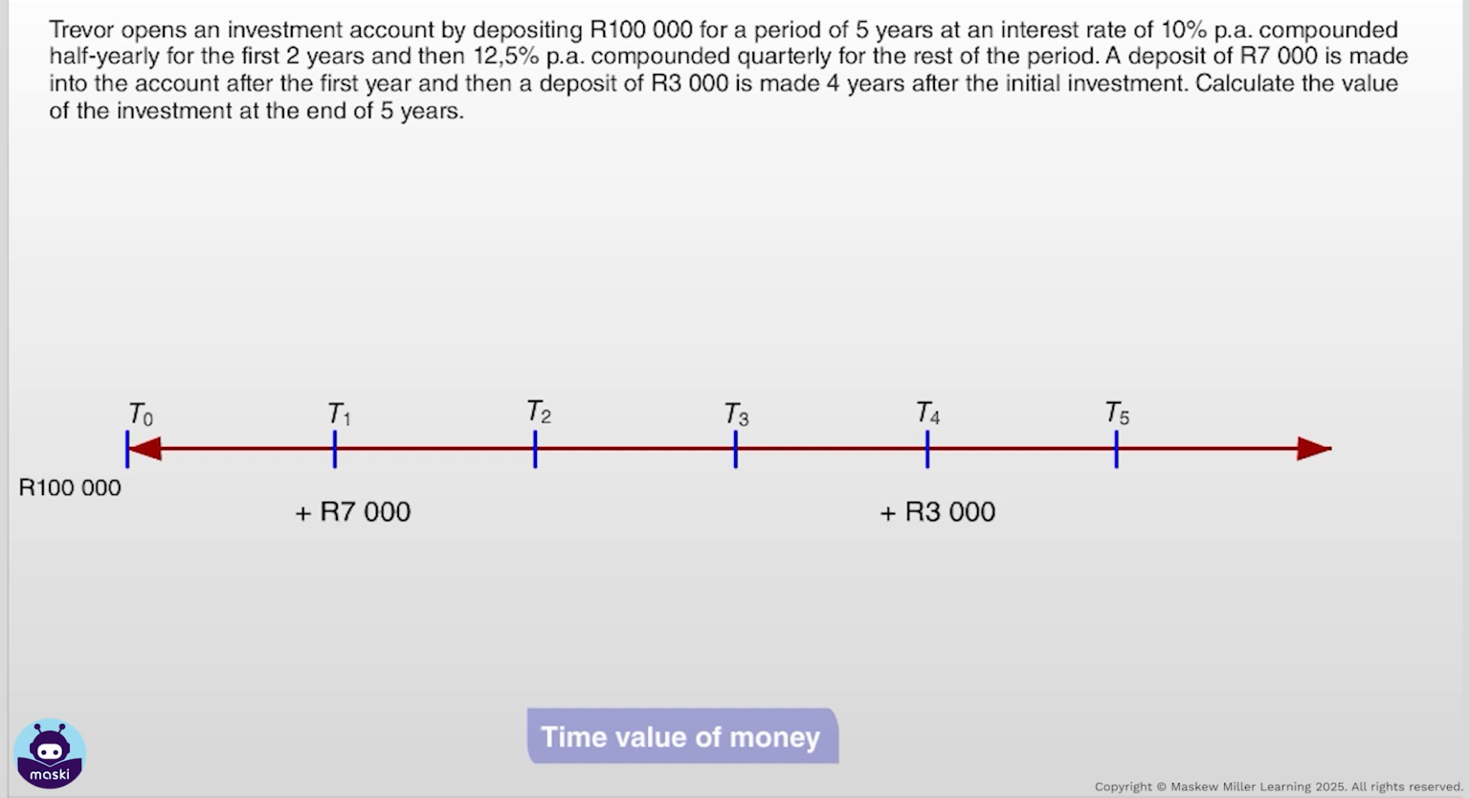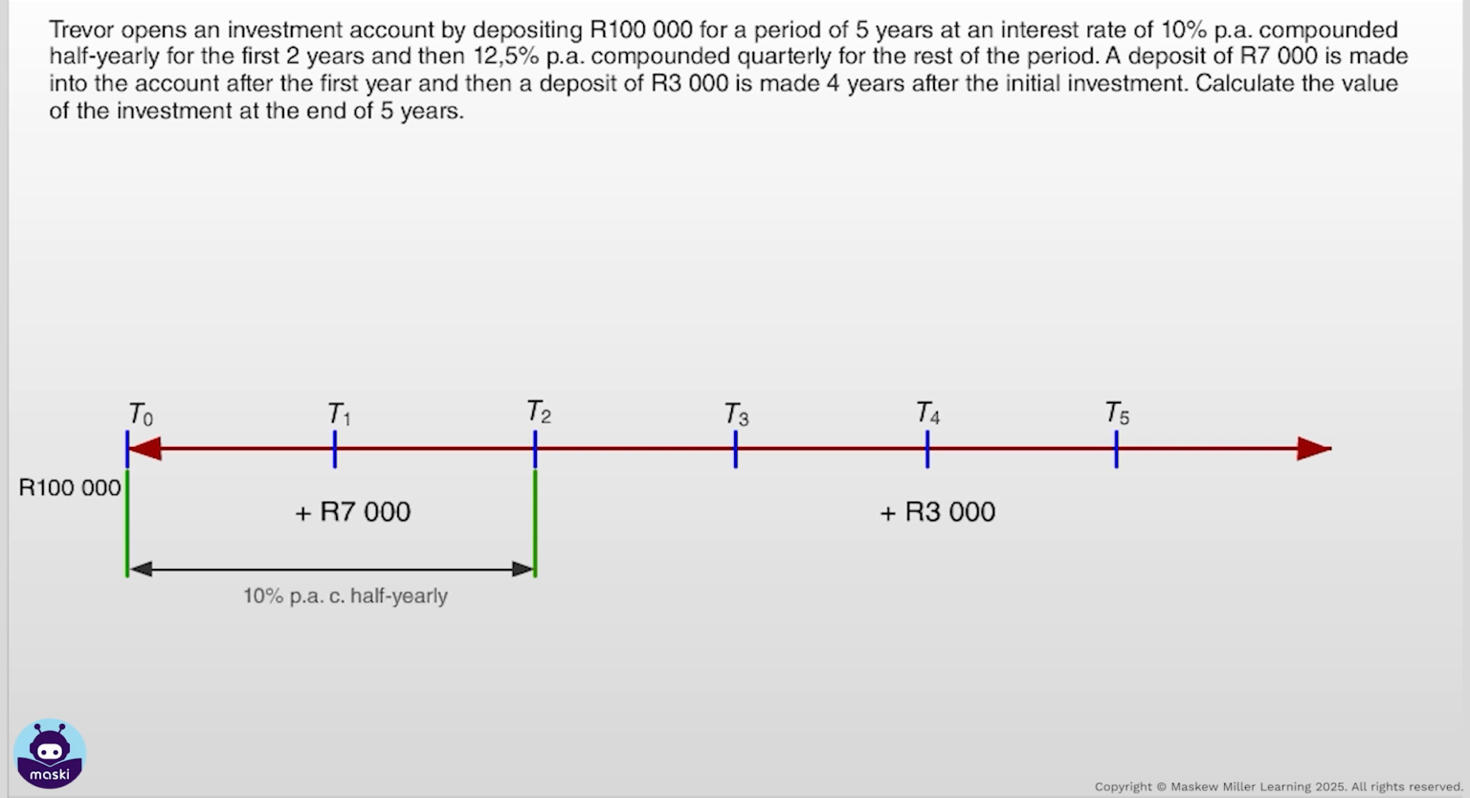Hence, we need to note the interest rates on the timeline for the different time periods. The interest rate is 10% per annum, compounded half yearly for the first 2 years, and then 12.5% per annum, compounded quarterly for the rest of the period. So, we mark the portion of the first 2 years from T0 to T2 and write 10% per annum compounded half yearly. We similarly mark the rest of the period and write down the new interest rate, that is 12.5% per annum compounded quarterly. We can look at one more example where timelines can be very useful.